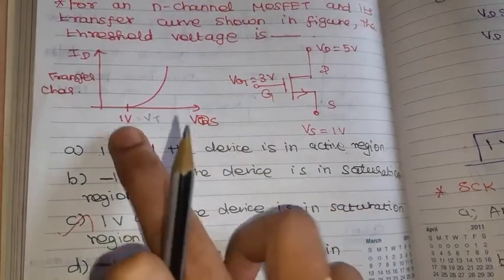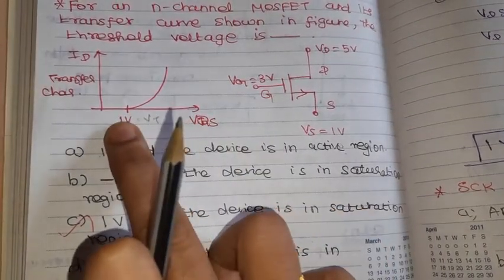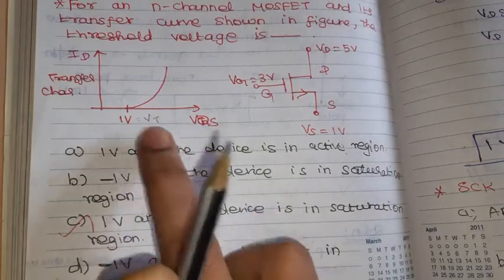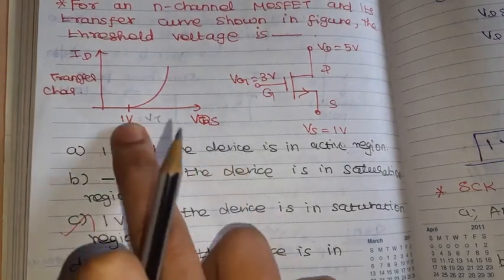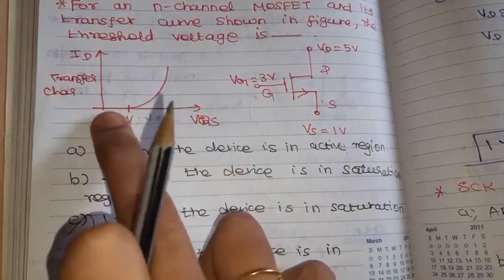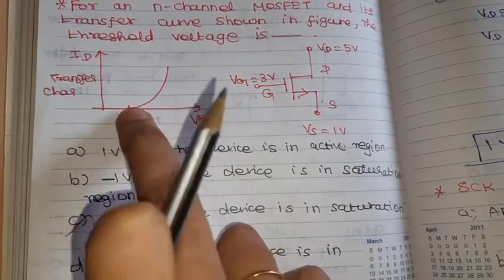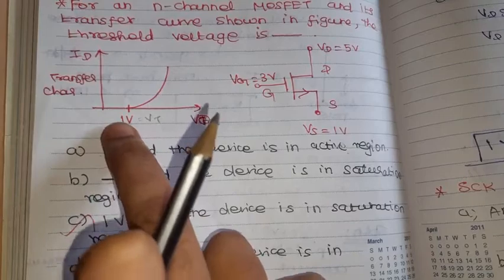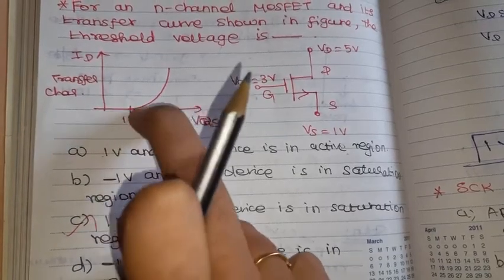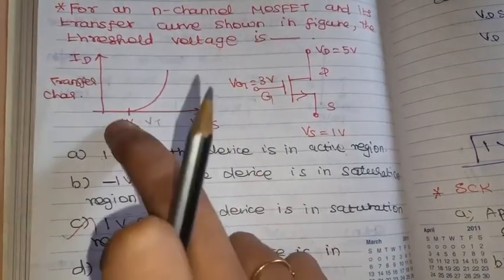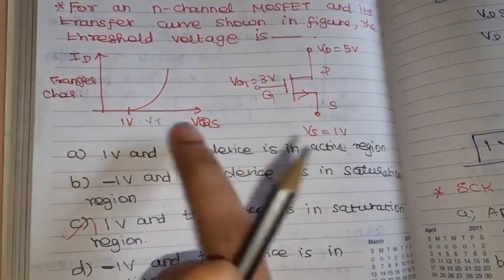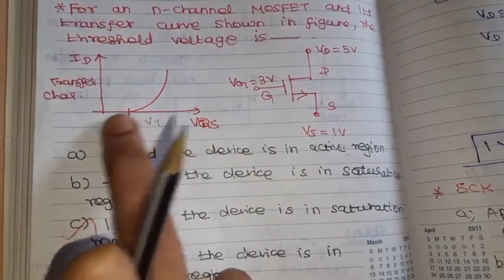So if VGS is less than Vt, what is the ID current? ID current is 0. Less than 1 volt, there is no ID current flow. After VGS becomes greater than Vt, only then the ID current flows. Okay, drain current will flow. From the figure we can identify VGS is less than Vt.